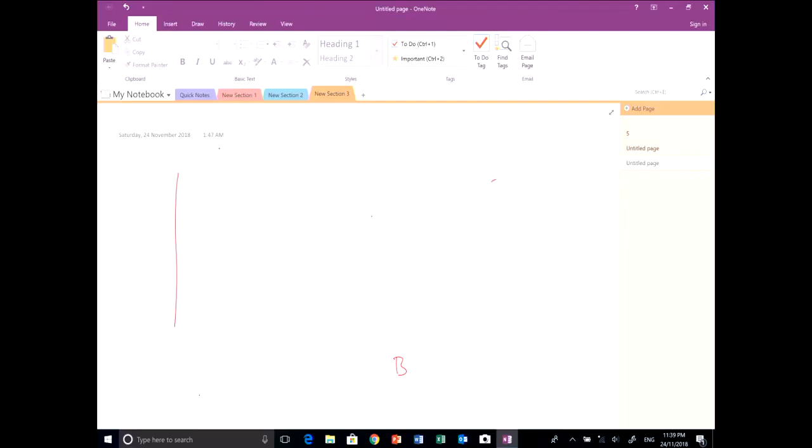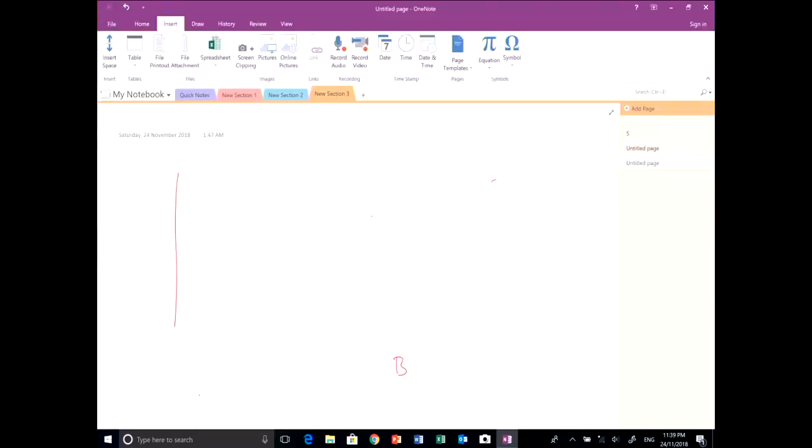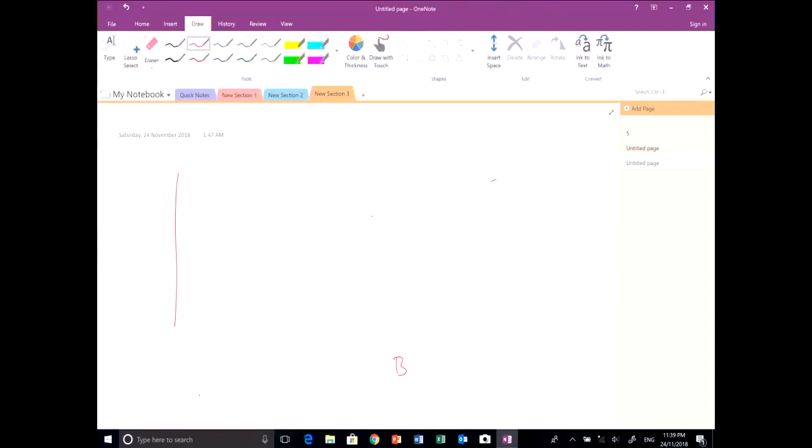Trying to get this thing to go black, but it doesn't seem to want to give me the option. Oh, you just have to. There we are. Right.